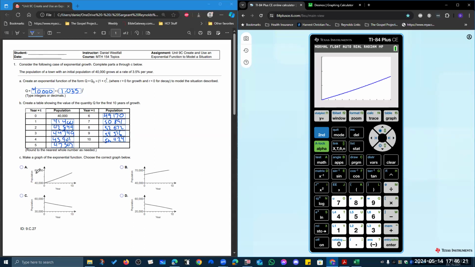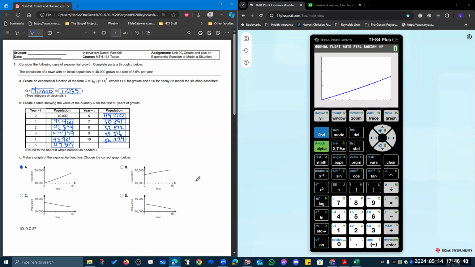So it's increasing, and is it increasing at an increasing rate, or is it increasing at a decreasing rate? Should be increasing at an increasing rate here because of exponential growth. It should be curved like that, not like this. So that's going to be A.